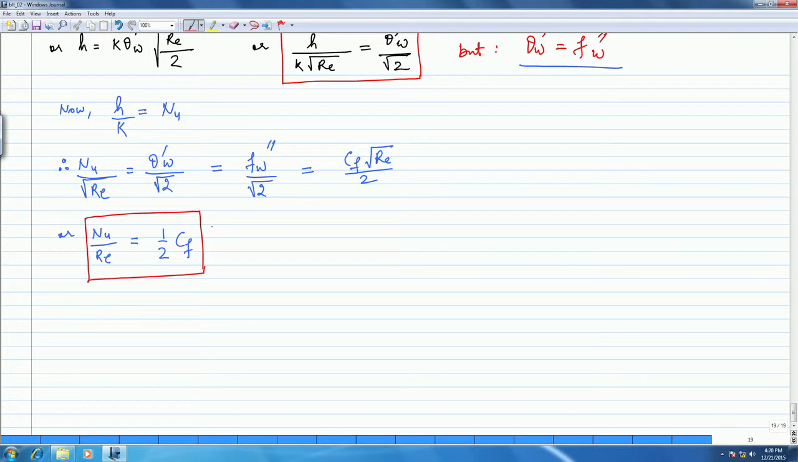Okay, so let me write that down. What this is basically telling us is that the skin friction coefficient and the Nusselt number are connected through the Reynolds number.